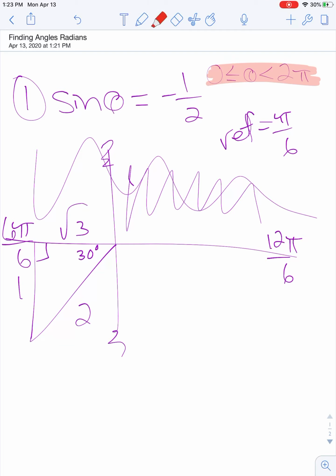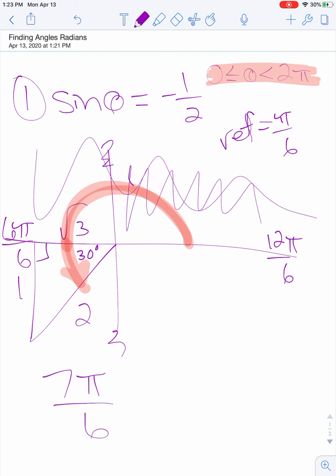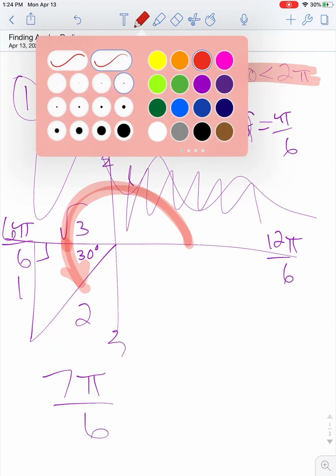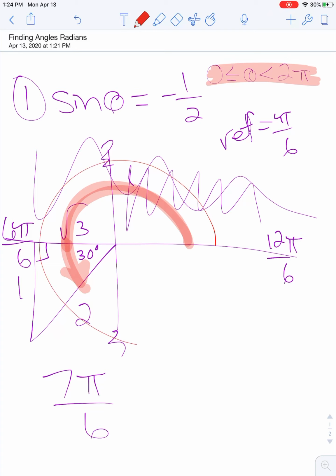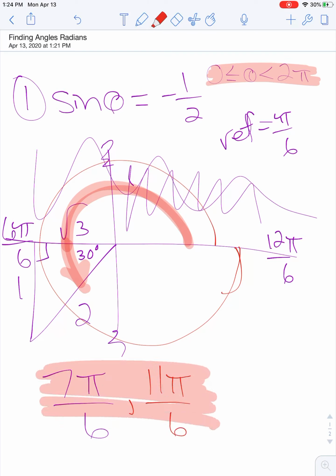So if I want this angle, I have to go to 6 pi and 1 more. So this answer is going to be 1 more than 6 pi over 6, which is 7 pi over 6. And then if I want this angle, I'm not going to go all the way to 12 pi over 6. I'm going to go 1 less. So I'm going to go to 11 pi over 6. So those are my 2 answers.